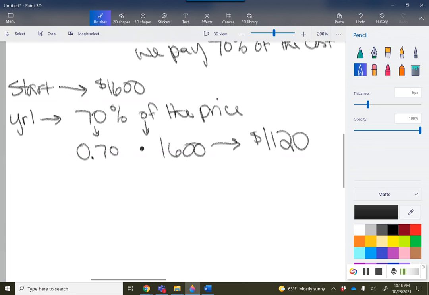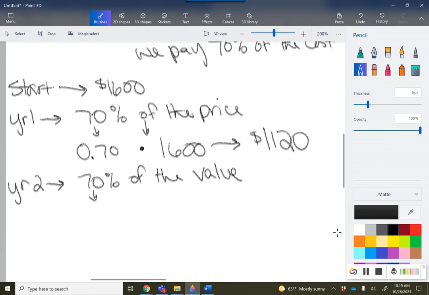So that's year one. Year two, it's going to continue to decrease. So we still want 70% of the value. The problem is it's no longer worth $1,600. Now it's only worth $1,120. So 70% of a smaller number is going to be a smaller 70%. It's not the same amount as it originally was because now we're dealing with a smaller value.